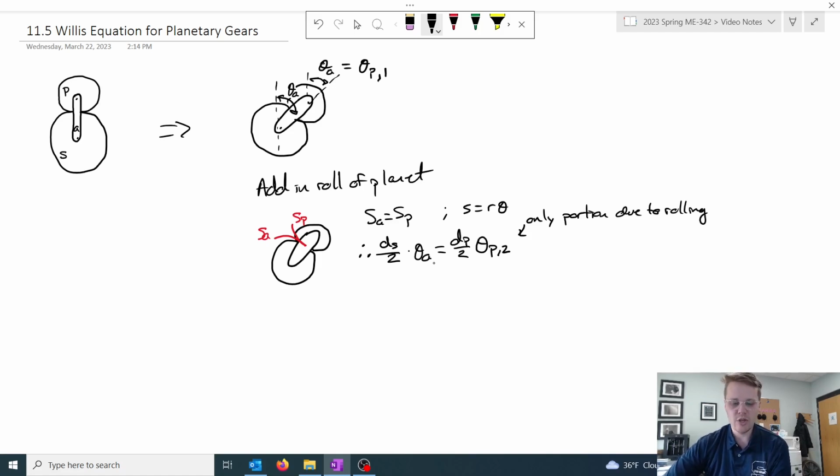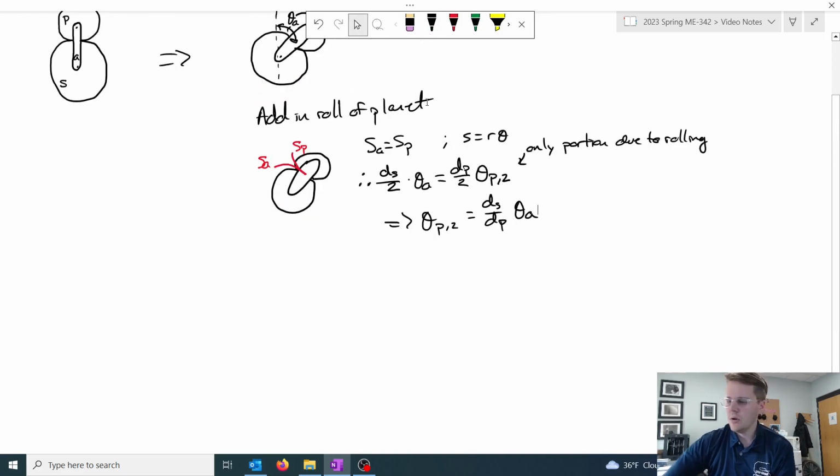But we get an equation that looks like this, and we can rearrange this equation to solve for the planet's motion. And we end up with d s by d p. So it's simply the ratio of those 2 gears to the motion of the arm. Now, we're going to take the last bit that we haven't considered, which is the rotation of the sun.